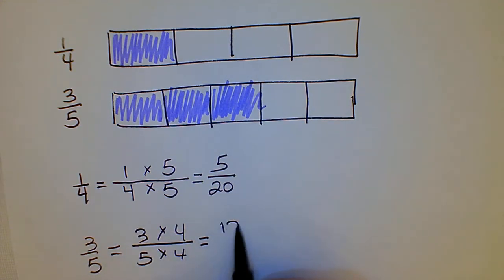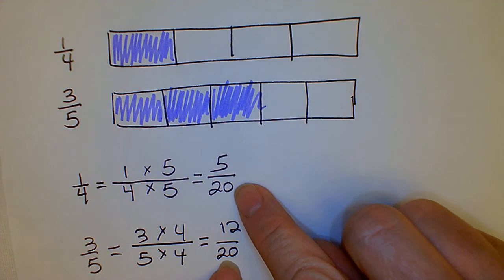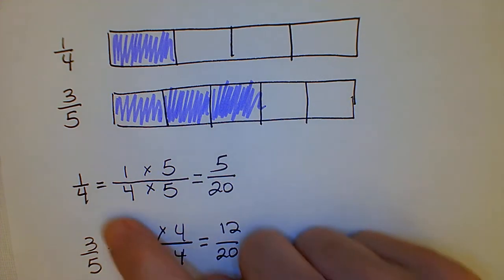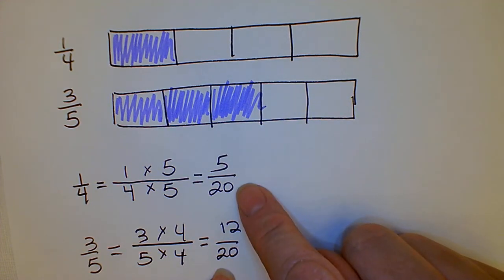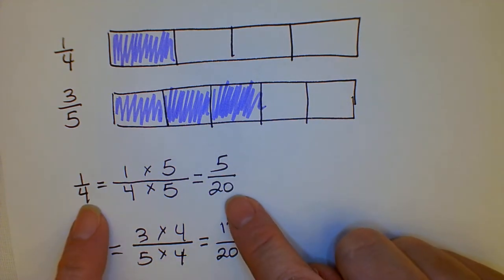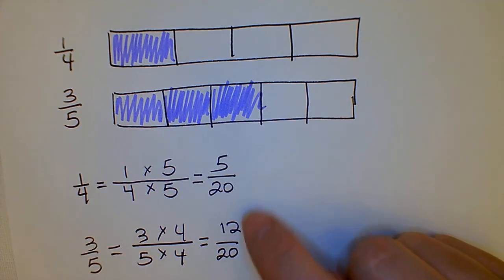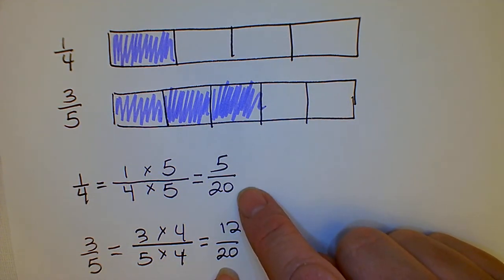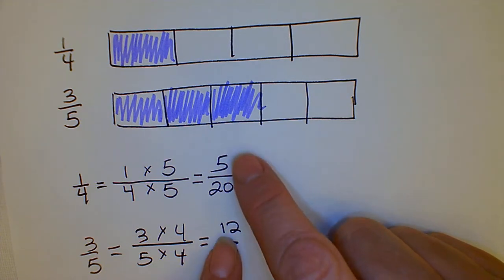3 times 4 is 12, 5 times 4 is 20. And so now I can just take a look. What do I have going on here? Well, I can see that now I do have common denominators. My denominators are 20 because I decomposed both of these into 20ths. So remember, these are equivalent, these are equivalent. So now, since my denominators are the same, I can go ahead and just compare my numerators.